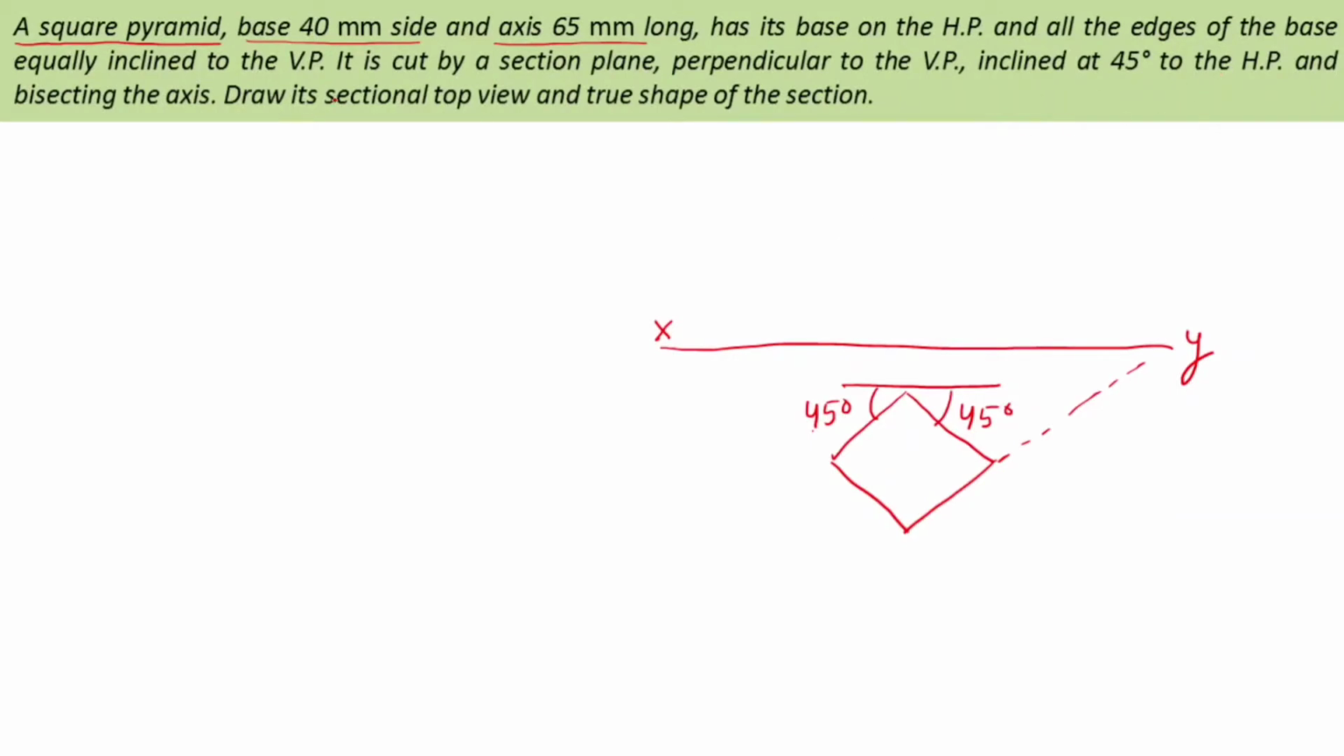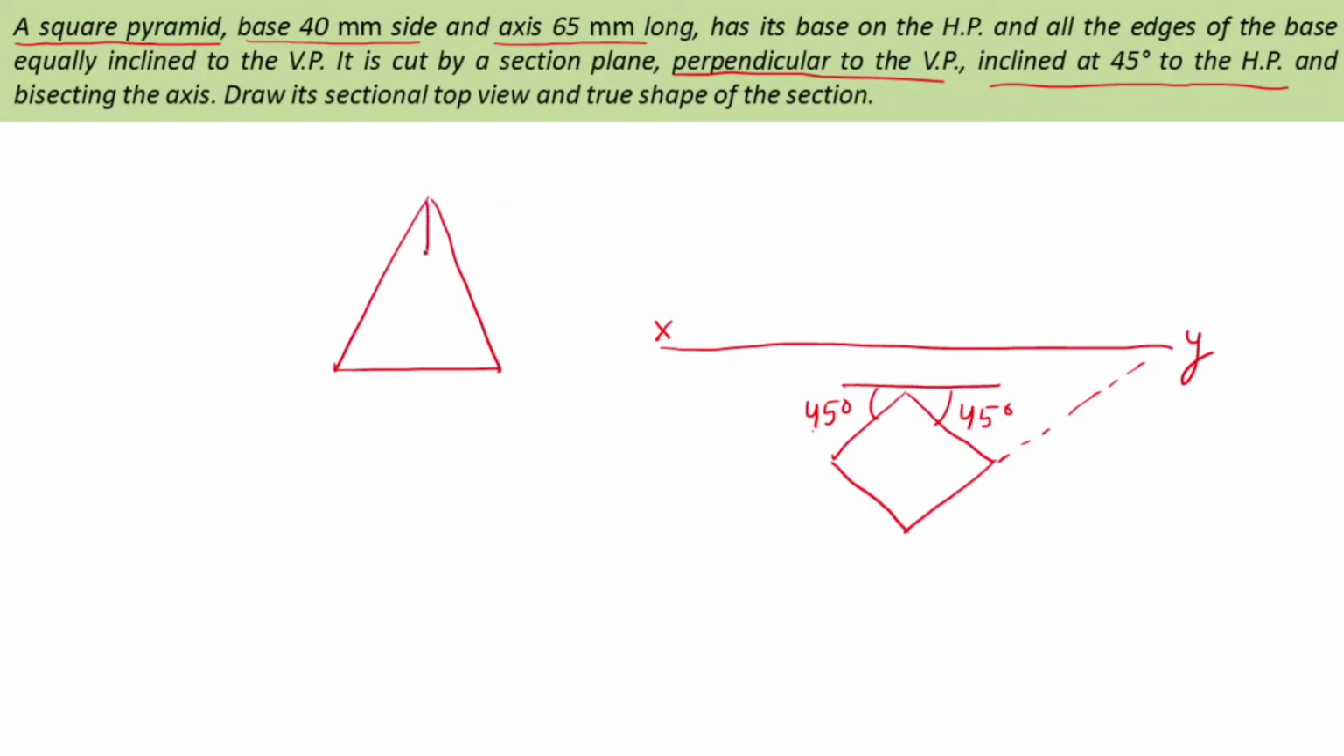Now it is cut by a section plane. The square pyramid has been cut by a section plane that is perpendicular to the VP and inclined at 45 degree to the HP. What is the meaning of inclined at 45 degree to the HP and perpendicular to the VP? In the front view our square pyramid will look like this. This is a rough diagram. The fair diagram I will show you in the animation just after that.